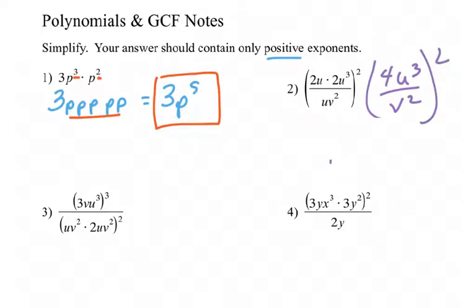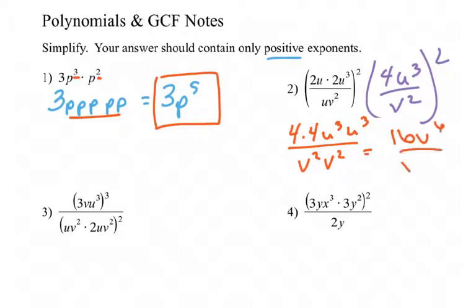So then all of that will be written twice. So 4 times 4, u to the third, u to the third, over v to the second, v to the second. That's going to be 16u to the sixth, v to the fourth. And that's our answer on that one. Okay, number 3.